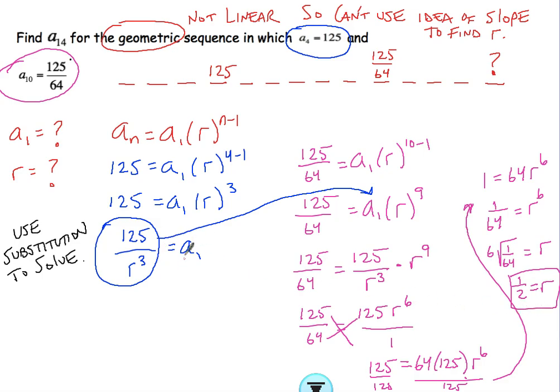If I want to find a sub 1, I can plug in a 1/2 for r. But what's my ultimate goal? My ultimate goal is to get the 14th term. I could start here at the 10th term. Now that I know what r is, I could multiply by 1/2 to get this next term here. So if I multiply by 1/2, let me get my calculator out. 125 over 64 times 1/2.